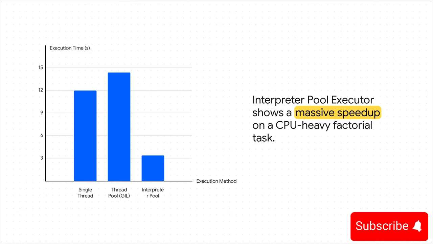Check it out. Running a heavy calculation on a single thread takes 12 seconds. Now, try to speed it up with a traditional thread pool, and it actually gets slower, 14.4 seconds. That's the GIL overhead, where threads are just fighting each other. But then, look at the interpreter pool, 3.4 seconds. That's a massive game-changing speed-up. It's proof that we're finally seeing true multi-core work in Python.